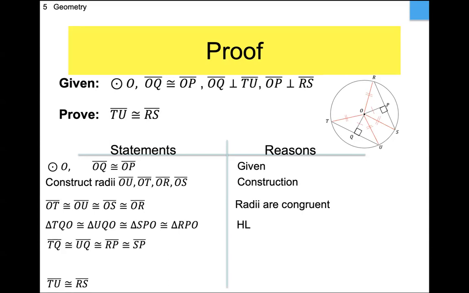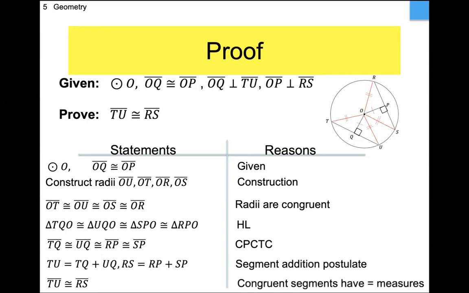All of those little parts of the triangles are congruent. That's the black parts. And TQ plus QU is equal to the whole thing. Therefore, by the segment addition postulate, if we just add those together, TU is made up of the 2 smaller parts, RS is made up of 2 smaller parts. All the smaller parts are congruent to one another, and therefore, by a quick substitution, congruent segments have equal measurements. Therefore, the 2 chords are congruent.